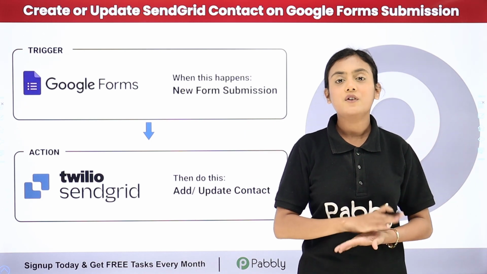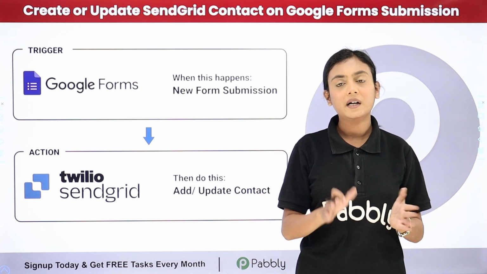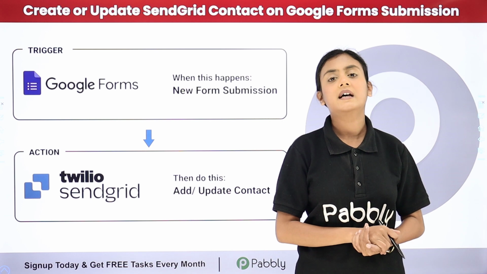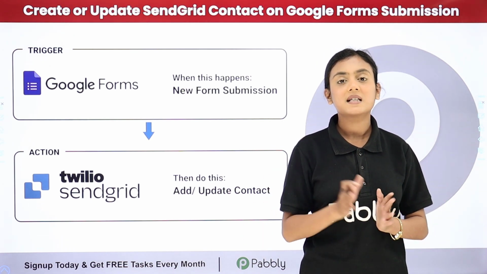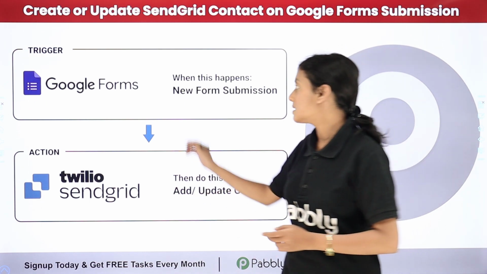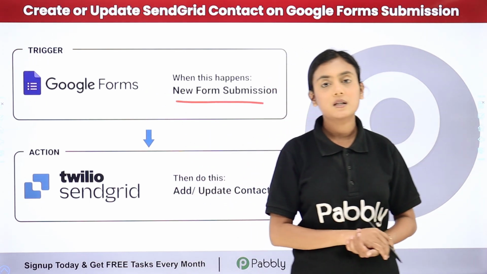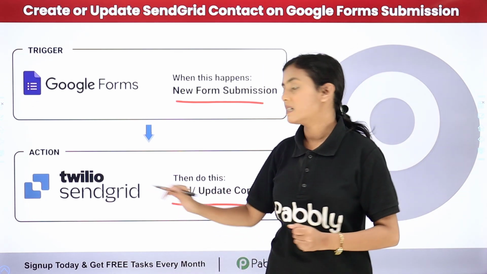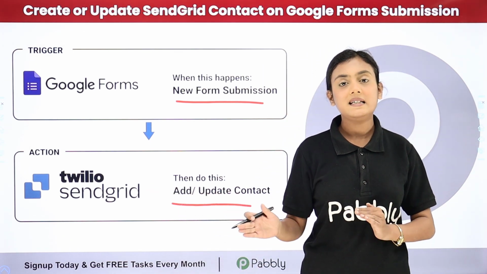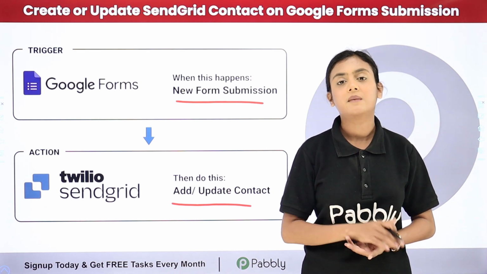So I am an owner of an online fashion store and I have created a form using Google Forms with the help of which I collect my leads data. Here what I want is that as soon as a new form submission is done by potential customers or clients using Google Forms, I want to add that lead as a contact in my SendGrid account. Now creating these contacts manually can be very time consuming.